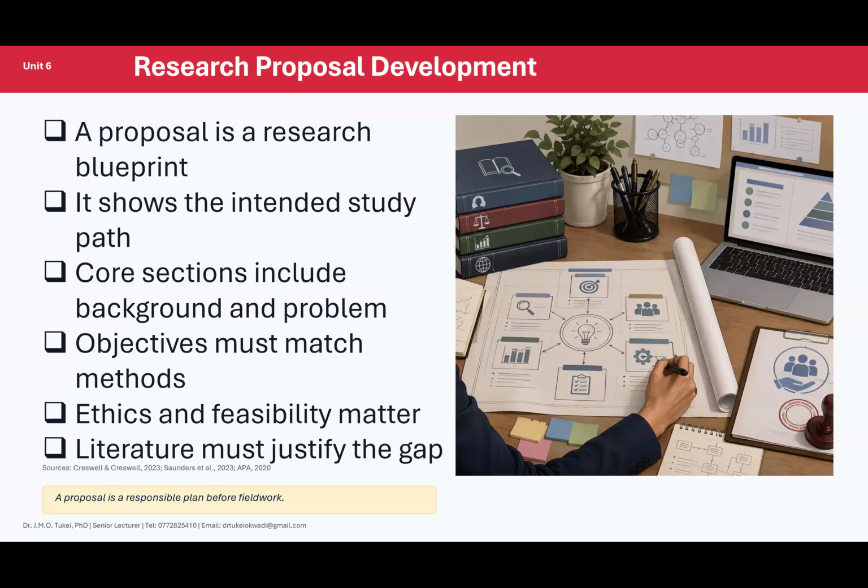Colleagues, major components commonly include what I would call three sections: preliminary pages, the body, and appendices. Within the body, we have chapter 1, chapter 2, chapter 3. Chapter 1 is the introduction. Chapter 2 is the literature review. Chapter 3 is the methodology, which runs up to the last reference page.